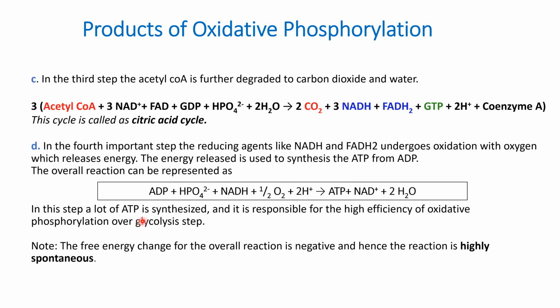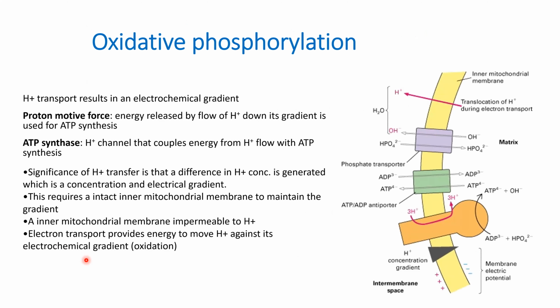In this step, a lot of ATP is synthesized and it is responsible for the high efficiency of oxidative phosphorylation over the glycolysis step. So note that the free energy change for the overall reaction is negative and hence the reaction is highly spontaneous, which we have discussed in the energetics of biomolecular or cellular respiration. Now, from the figure we can see and compare what the energy gradient, the concentration gradient of the proton, was, and how this is facilitating the production of ATP.